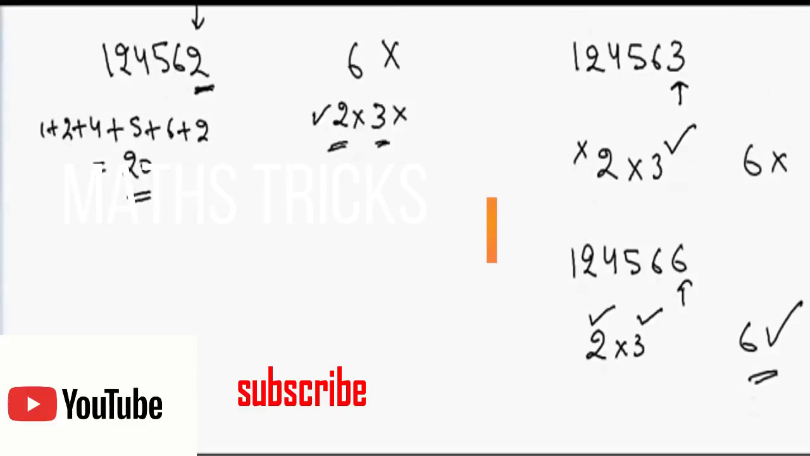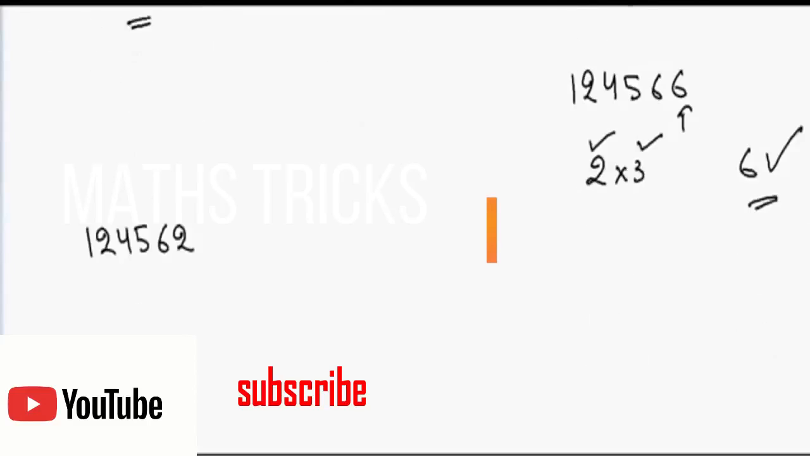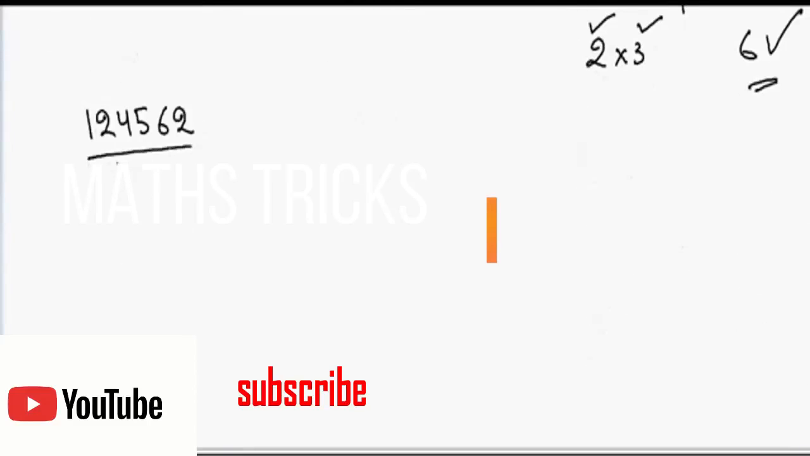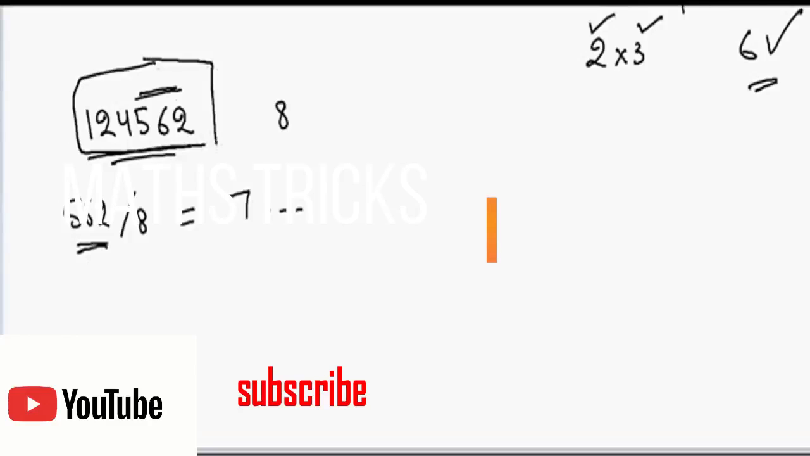So now we have 124562, and we want to find out whether this number is divisible by 8. So in that case, we'll take the last 3 digits and see if 562 is divisible by 8. So if we divide it by 8, from this I can see that it's 70 something, and then a remainder which is not divisible by 8. So this number is not divisible by 8, so this whole number should not be divisible by 8.